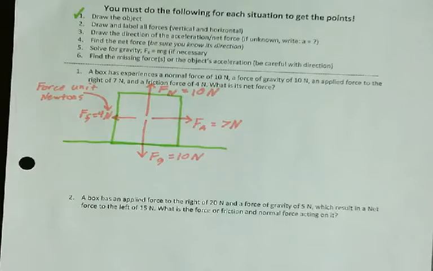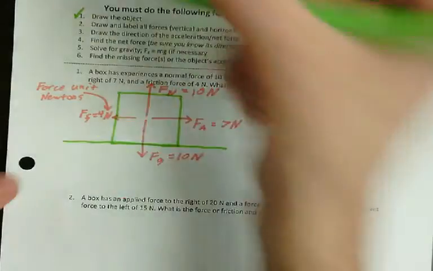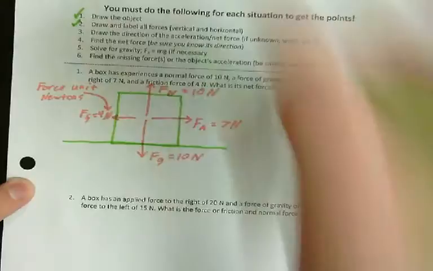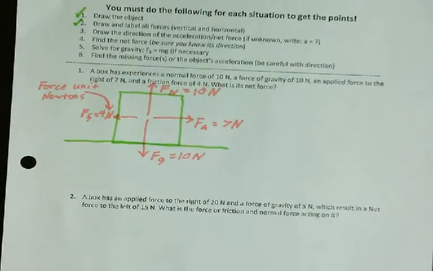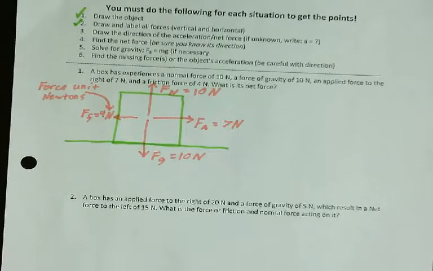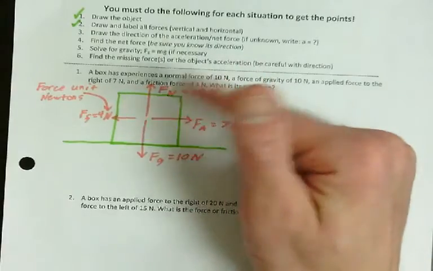So, we've done step 1, we drew the objects. We've done step 2, we drew and we labeled all the forces. Step 3, draw and label the acceleration / the net force. If we don't know what it is, we write A equals question mark. Now, this is where it gets kind of tricky. You're trying to draw in the motion direction / change direction. There's a lot of stuff trying to go on here. So, I'm trying to figure out which direction is the change happening in. Is the change happening up and down?